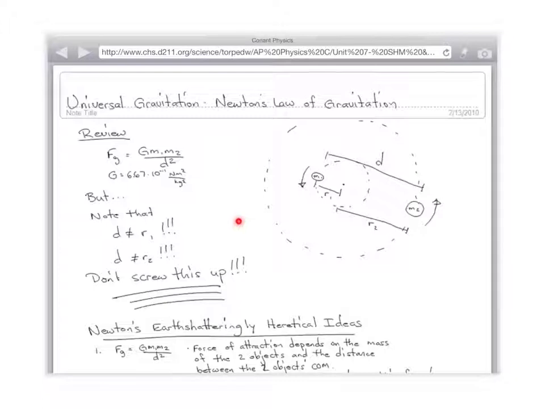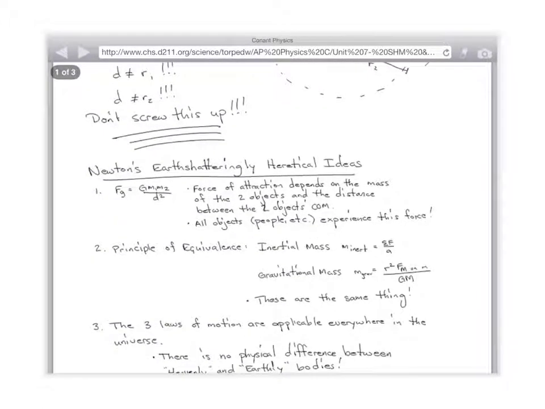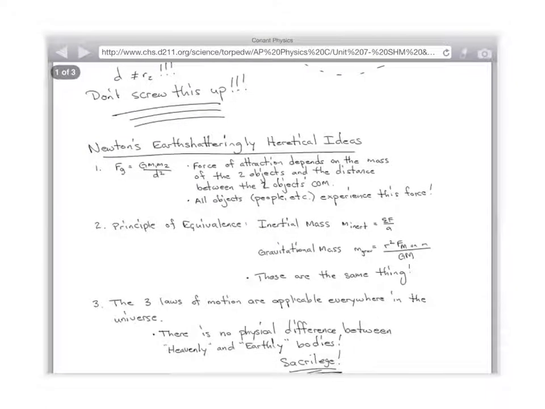Here is the complete version, the three main ideas of Newton's theory of gravity. The first big idea in his theory of gravity is the law of gravity: the force of attraction between two objects depends on the mass of the two objects and how far they are apart. The law is the first piece of the theory. The second is called the Principle of Equivalence. And it says something like this.